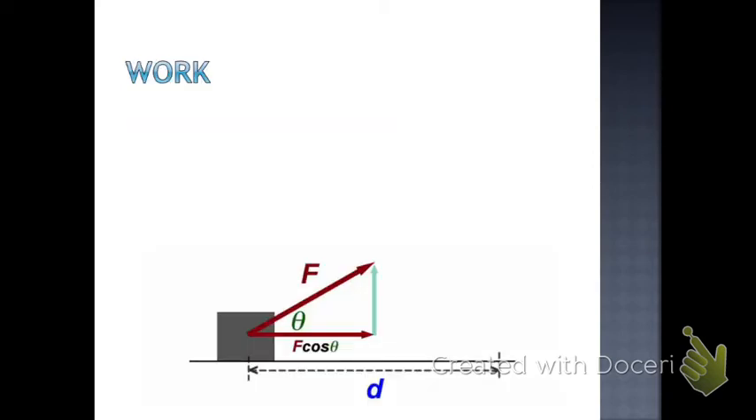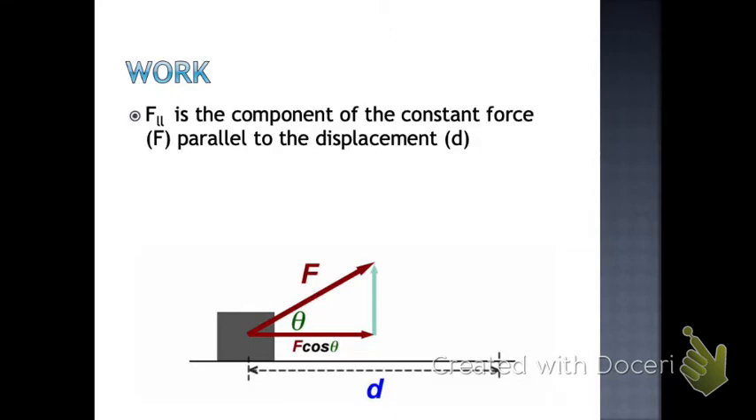Let's look at an example of this object with a force applied at an angle. In this case, it looks like they're pulling it upward. We're dragging our object, so our force is at an angle, but my object is being displaced horizontally. Does that part make sense? We're dragging it, and my object is moving horizontally. So in order to calculate work, we need to find the parallel component of that force.